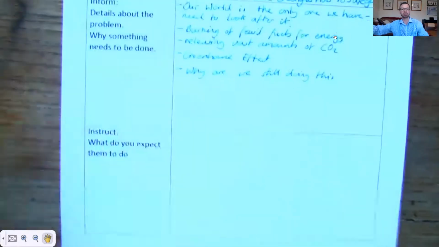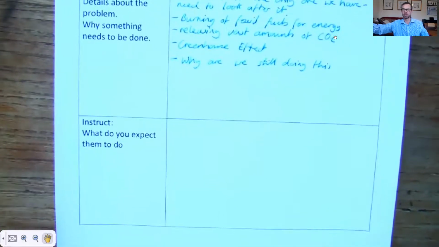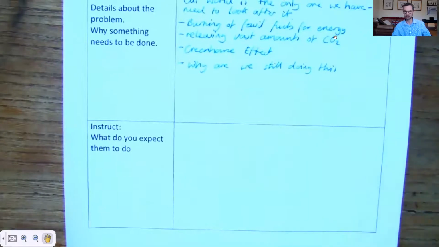So the instruction. So what do we expect them to do? So this is where we state what we want the person, the actions we want them to carry out. So in mine, this is going to be about, I want them to focus on finding new renewable energy sources, to cut down on the use of the fossil fuels for a cleaner, safer planet. So I'll fill that one in and we can see what that looks like.